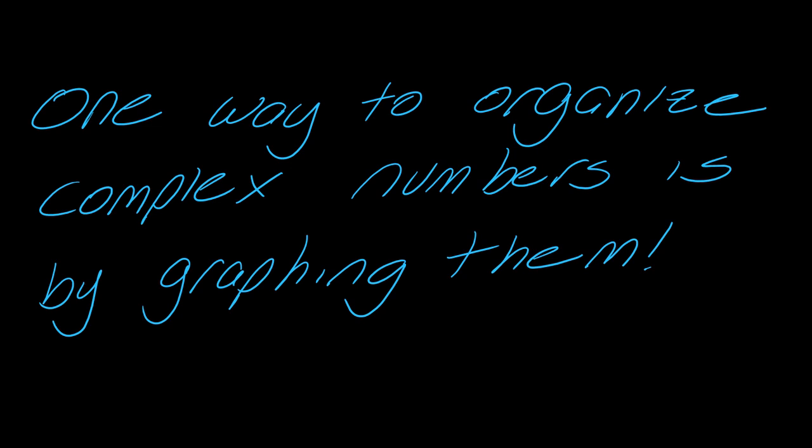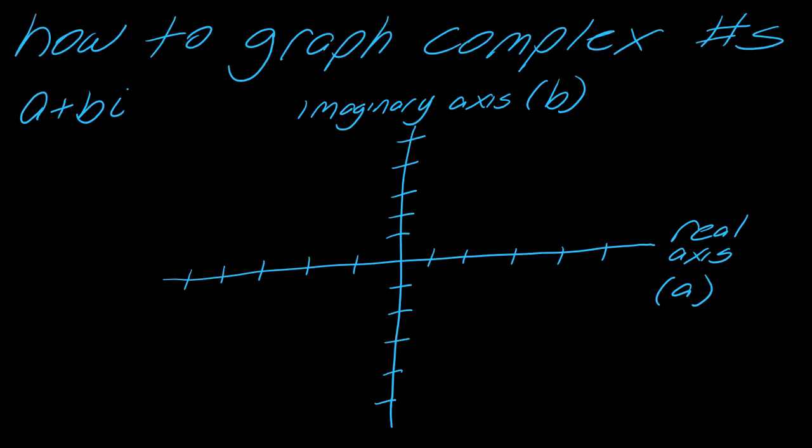One way we organize them is by graphing them. And this is how we can graph them. We can use that standard rectangular coordinate system, but we tweak it. So the x-axis now becomes the real axis. If I have the complex number a plus bi, the a part goes on the real axis, and then the y-axis now becomes the imaginary axis. So the b part goes on the y-axis.